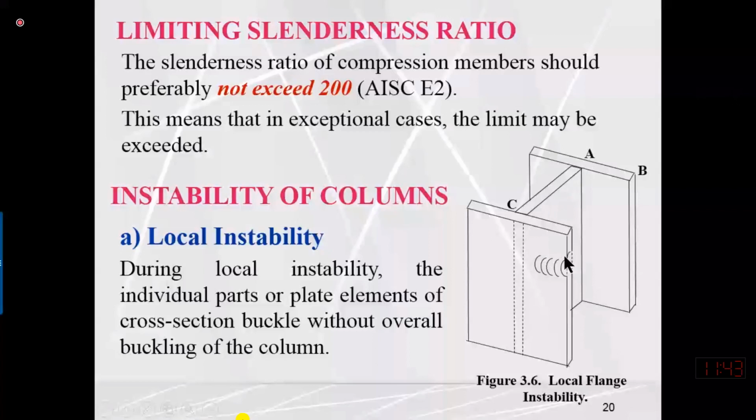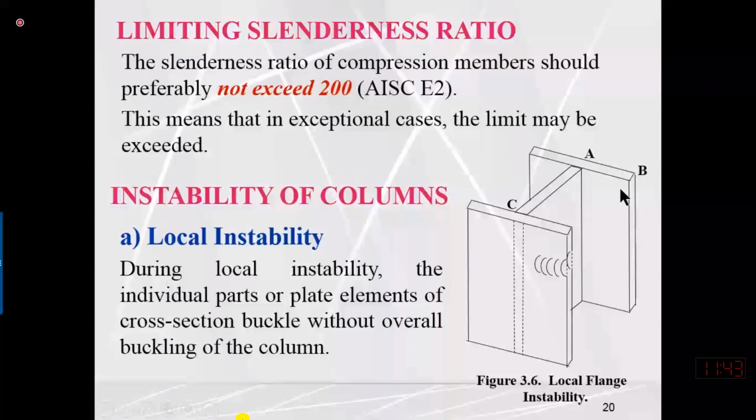So all types of these sections have two types of elements. One element is referred to as stiffened, which is connected from both sides. The web is a stiffened element because it is connected from both sides. And the unstiffened element is the portion from A to B, which is the flange. This is unstiffened because only one end is free and it is connected only from the other side.